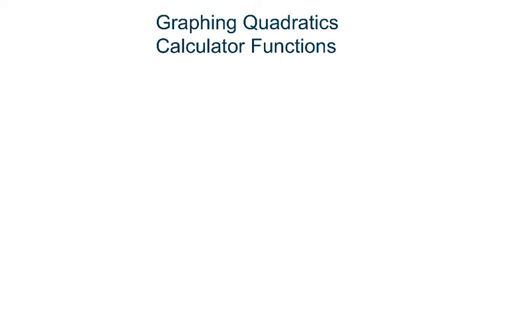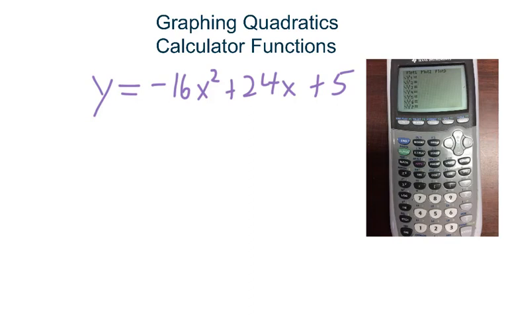All right, graphing quadratics, we're going to go over some calculator functions. To graph this function, y equals negative 16x squared plus 24x plus 5, we press the y equals button. I'm just going to circle what we press. We press the y equals button, we type that function in.